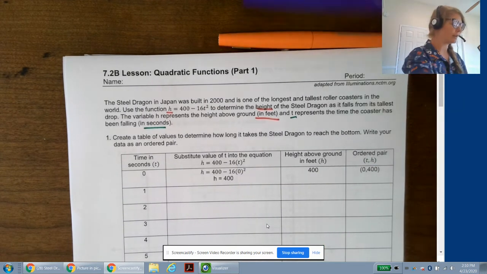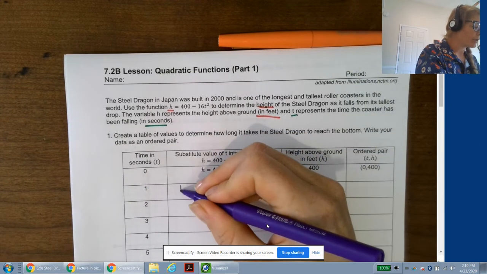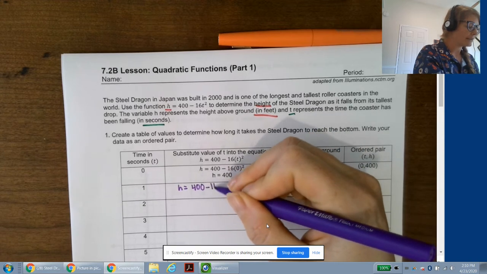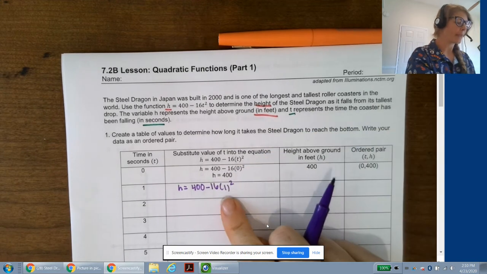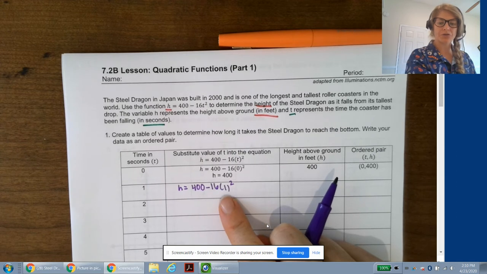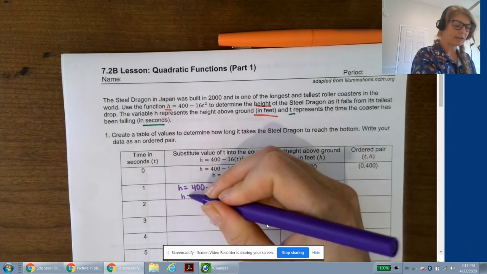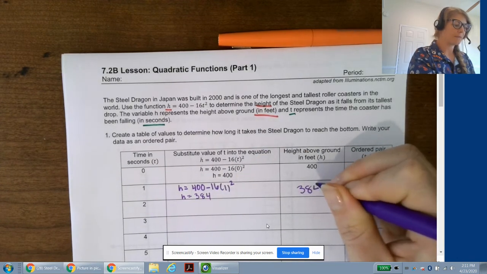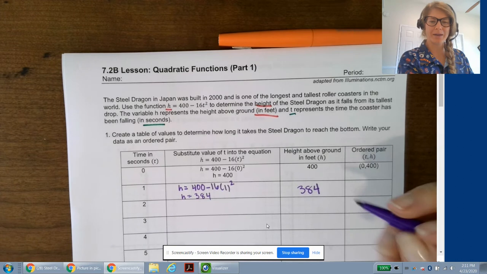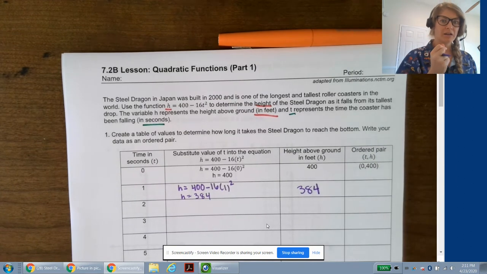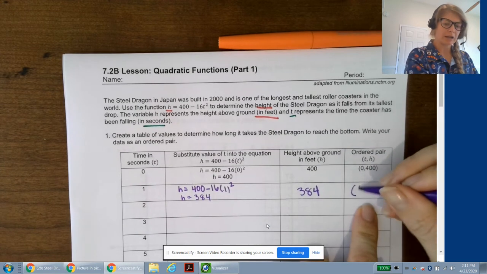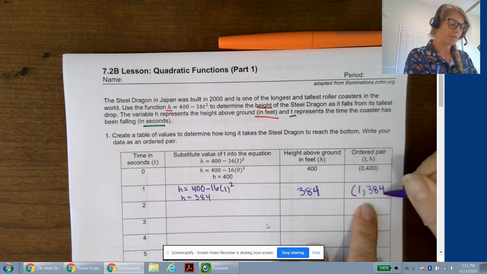I'm going to do one with you, and we're going to show our work, of course. h is equal to, just like they did above, 400 minus 16 times 1 squared. 1 squared is 1. 400 minus 16. h is 384. So our height is 384 feet. Well, that's not too bad, but remember, that's only after 1 second. We've already dropped 16 feet. So then our ordered pair here is 1 comma 384.